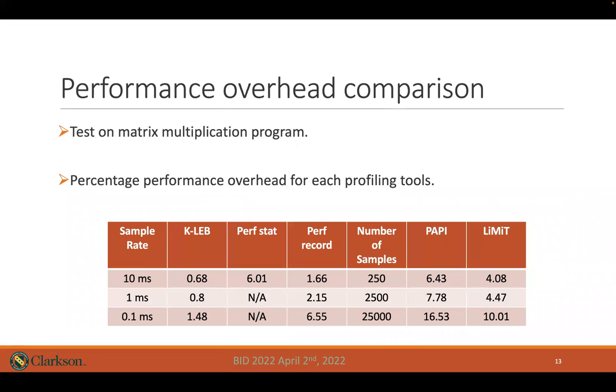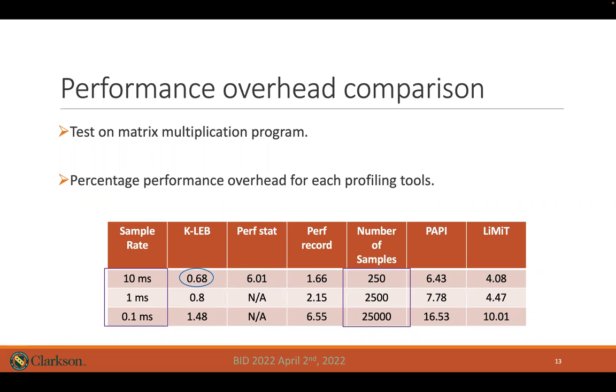We performed the performance overhead study for K-LEB and compared it with other timer-based profiling tools using the same sample rate, or a comparable number of collected samples for non-timer-based profiling tools. From the table, we can see that K-LEB has a very low overhead of 0.68% at a 10 millisecond sample rate in comparison with other profiling tools. And K-LEB still shows the lowest performance overhead at other sample rates as well.